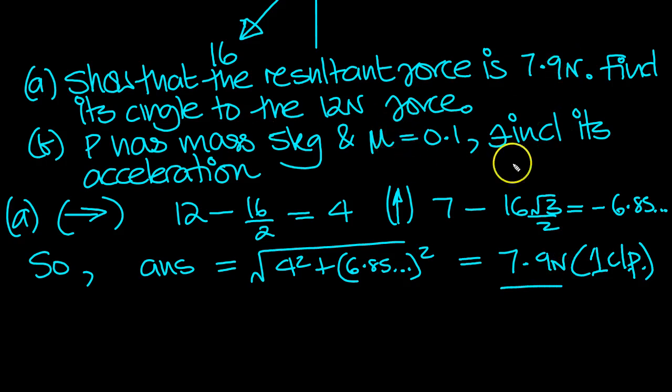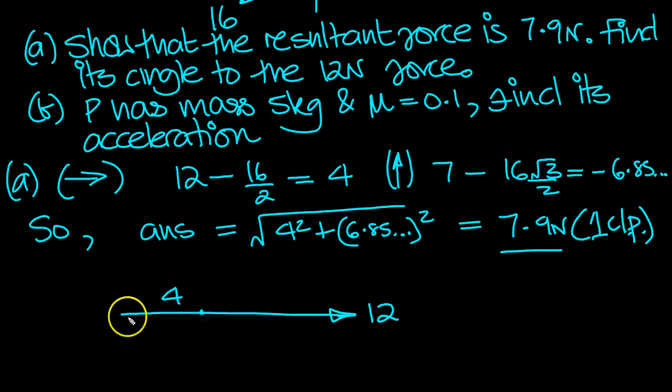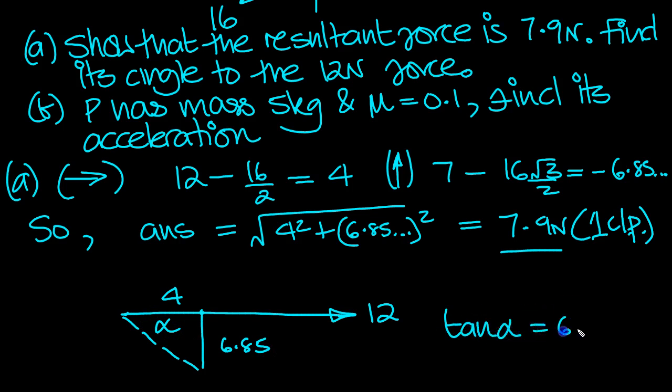Find its angle to the 12 newton force. Okay, so here's our 12 newton force here then. We went along 4 to here, and then we went down 6.85, didn't we? So there's the angle then. This was 6.85. So tan alpha is equal to 6.85 dot dot dot divided by 4. So that will tell us what alpha is.